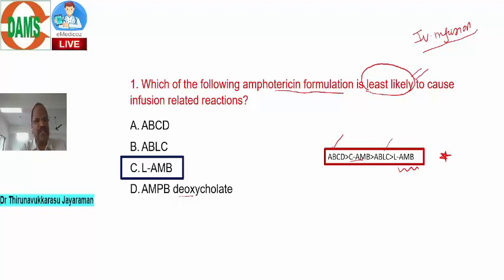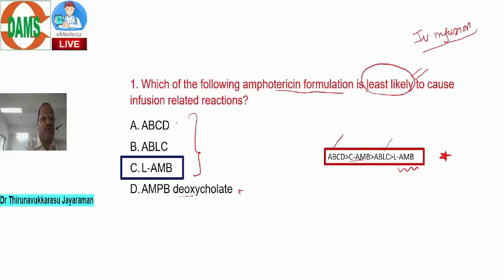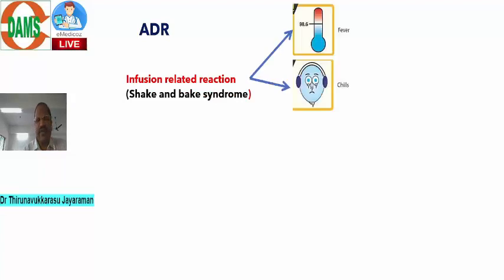Here is another interesting question: what is the major difference between the newer formulations in comparison with the conventional one? I go one by one. The most common adverse effect of amphotericin B, since they are given as IV infusion, is infusion related reaction, which is more with, as I told earlier, amphotericin B colloid dispersion, and least with liposomal amphotericin B. Anyway, the first point: amphotericin B may cause fever, chills, rigor during infusion. It is called infusion related reaction, also called shake and bake syndrome.